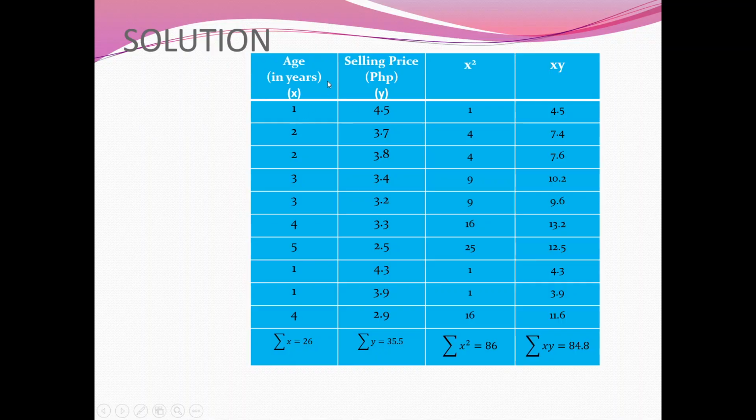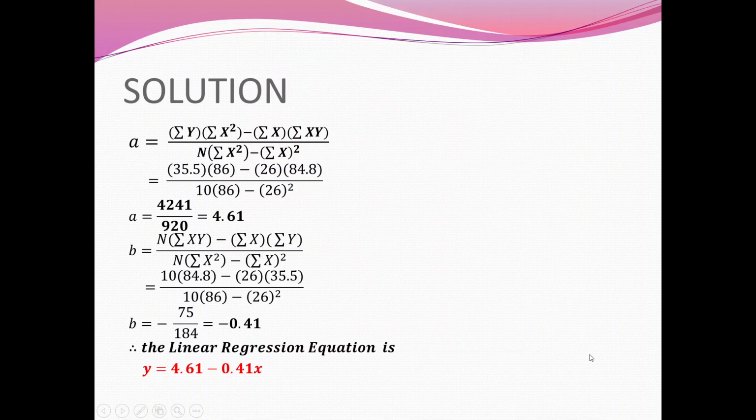Now, finding the total of the x here, we have a total of 26, and the selling price is a total of 35.5, and then later on we have to multiply it by 200,000. And then for the sum of x squared, as we square each value of x here, we have a total of 86. For the product of xy, as 1 times 4.5, 2 times 3.7, and so on, we have a total of 84.8.